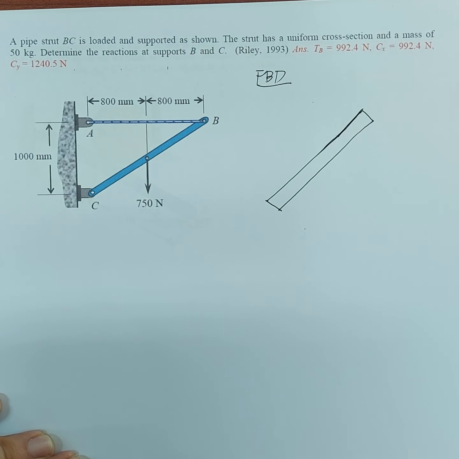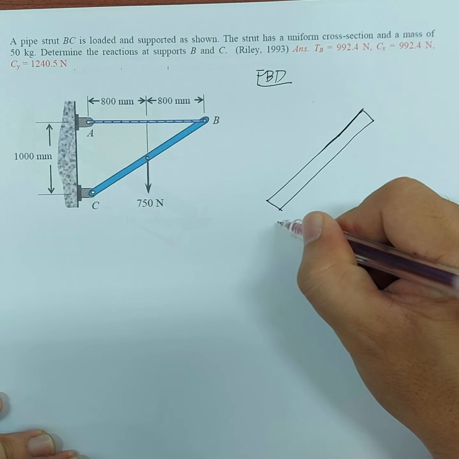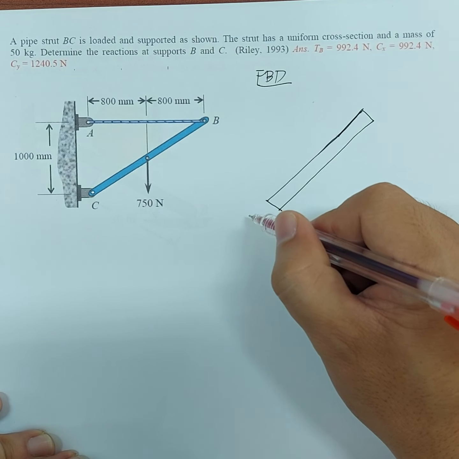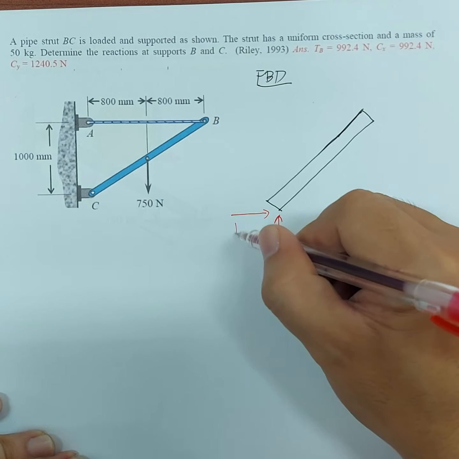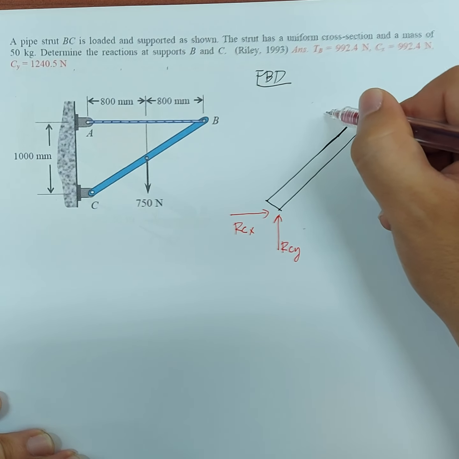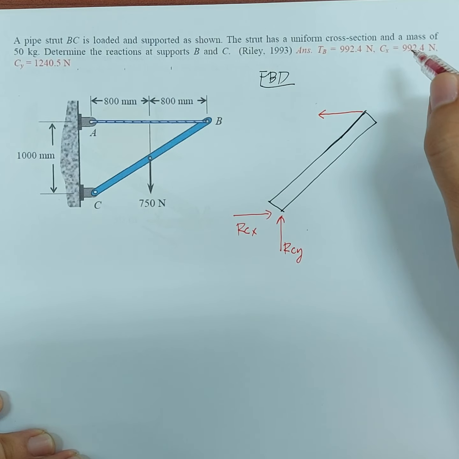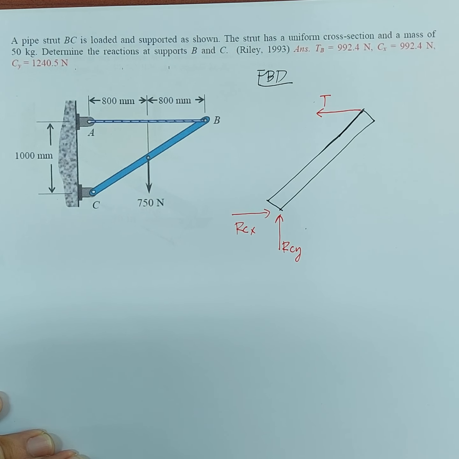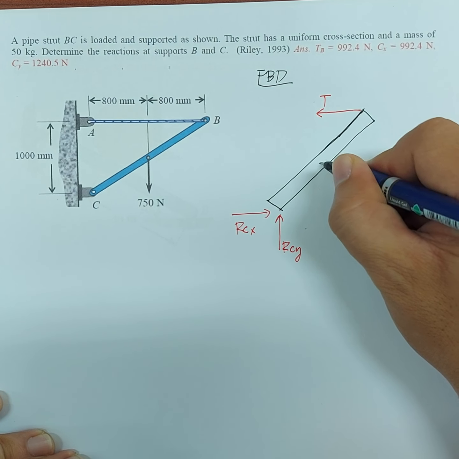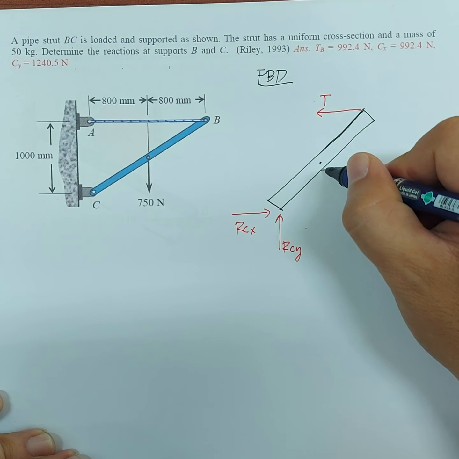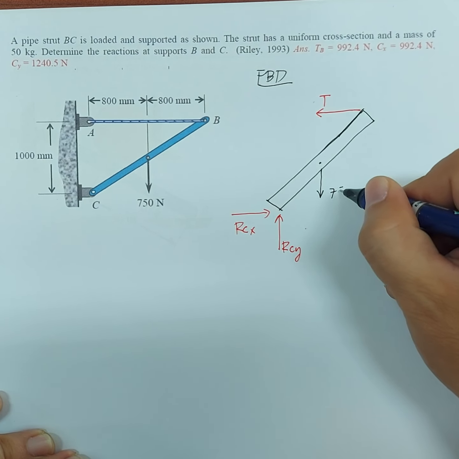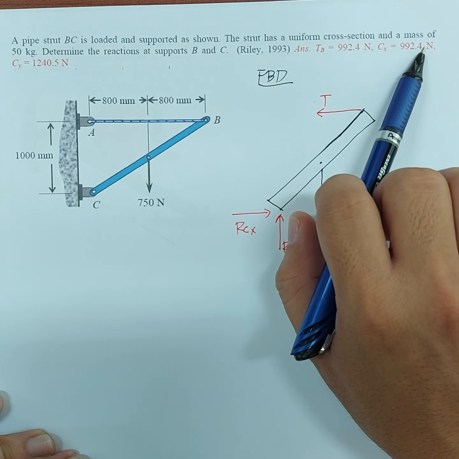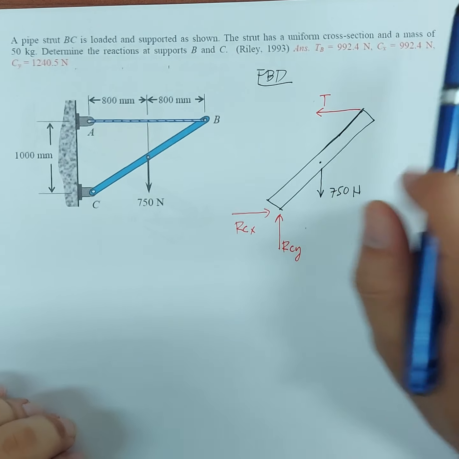So, meron tayong reactions na this is RCY. So, since pin yan, dalawa, RCX. And then we have the tension here, T na lang. And then meron yung, merong force dito sa may gitna. So, gitna. 750 newtons. And we also have yung mass ng pipe strut na 50 kilograms.